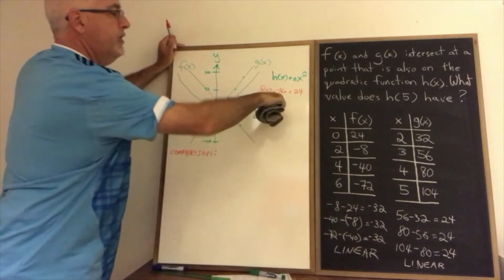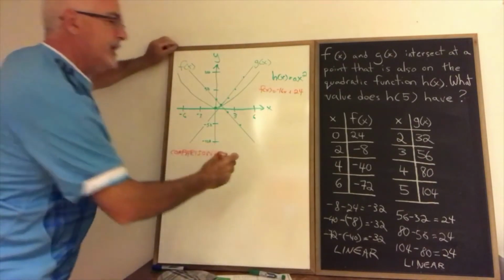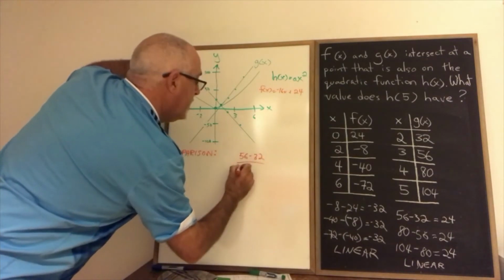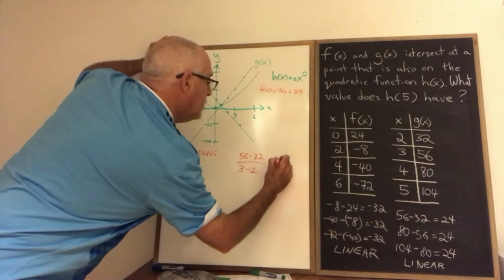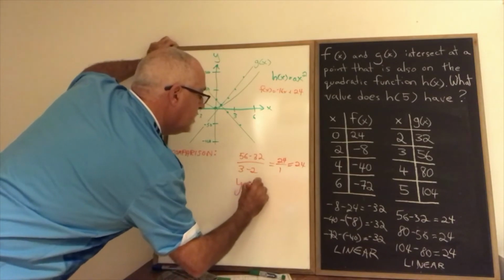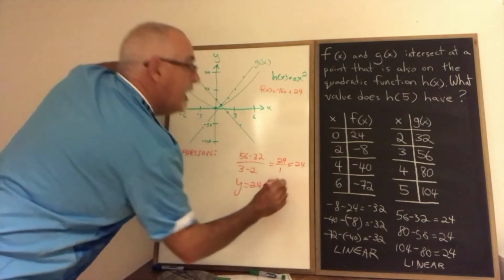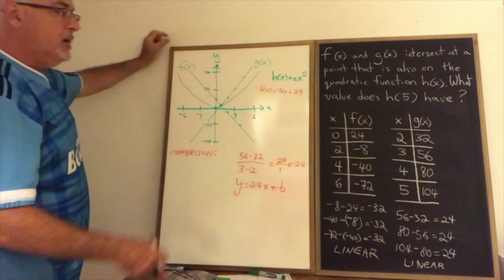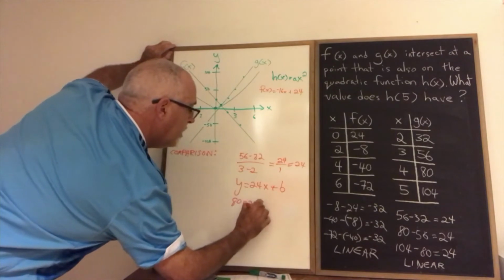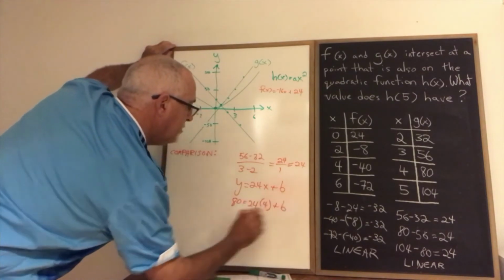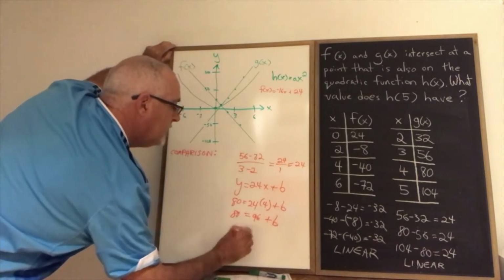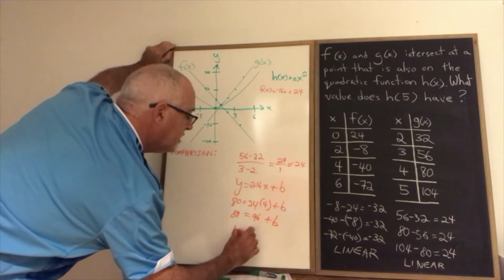but I'm reminded here of the resulting equation. Let's do g of x. 56 minus 32 over 3 minus 2 is equal to 24 over 1, or 24. I have y equals 24x plus b. I don't have the point where x equals 0, so I'm going to plug in another point. I'll choose 4 and 80. 80 equals 24 times 4 plus b. 80 equals 96 plus b. So b is equal to 80 minus 96, which is negative 16.